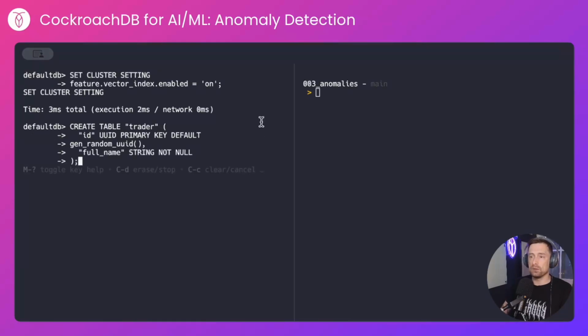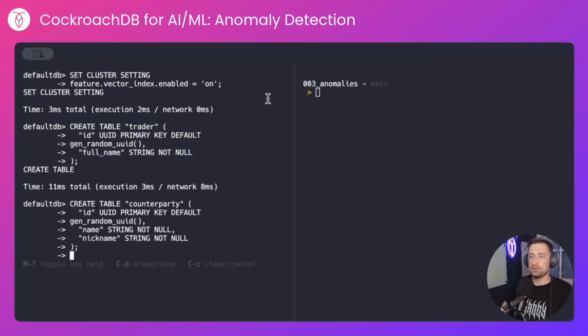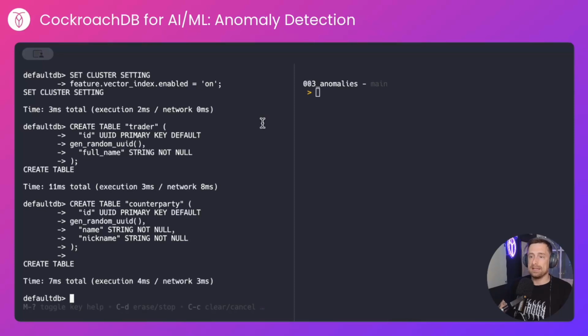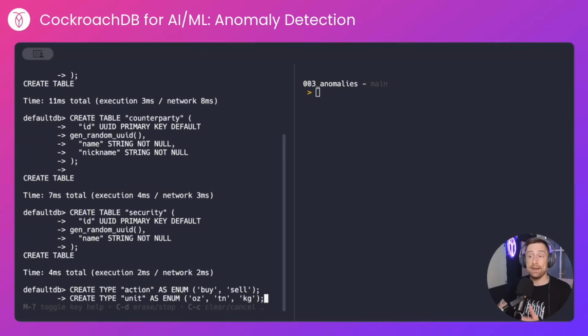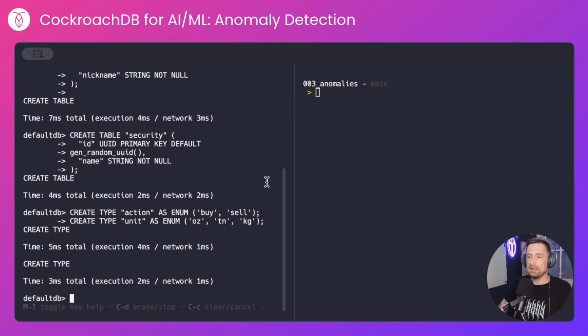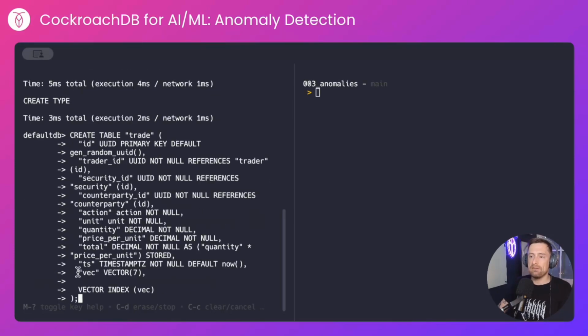I'll have a table to store trader information, a table to store counterparty information, a table to store the securities that we'll be trading, 2 enums, 1 action, which tells us if the trade is a buy or sell, and 1 unit that represents the type of quantity, ounces, tons, or kilograms. And finally, a table to store trades. Note that we have a vector column here with 7 dimensions, and we have a vector index over it.